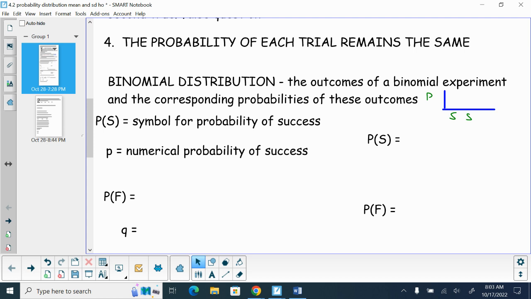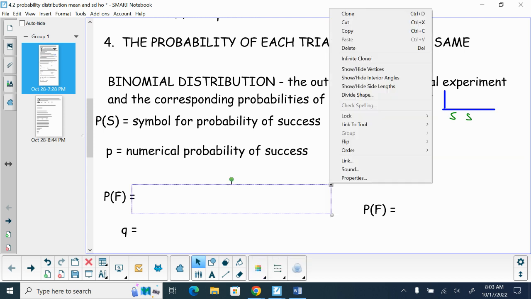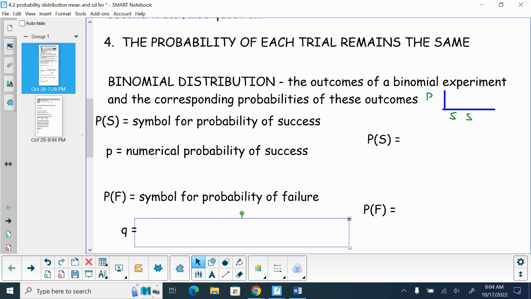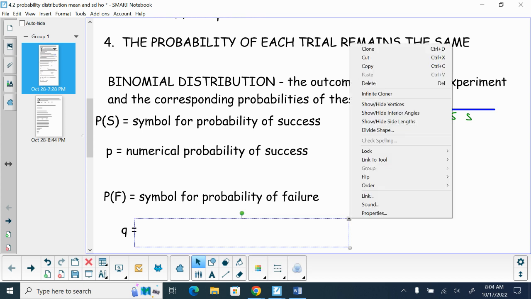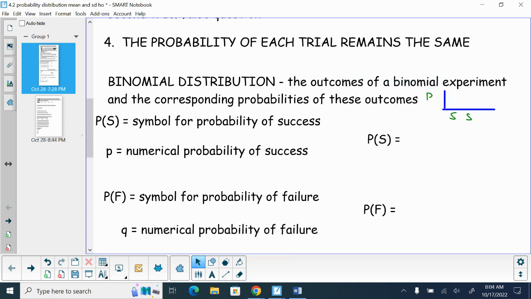Guessing on the ACT test, probability for success. Okay, that's a 20% chance. Then we have probability for failure, and Q is the numerical probability for failure.